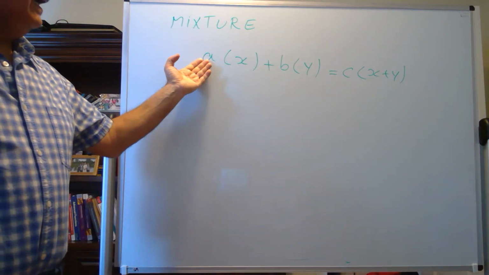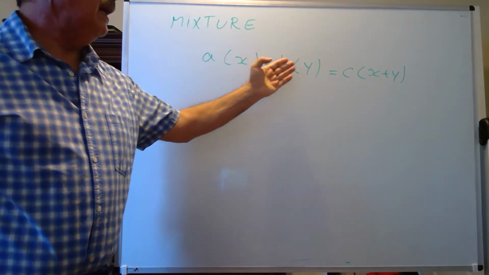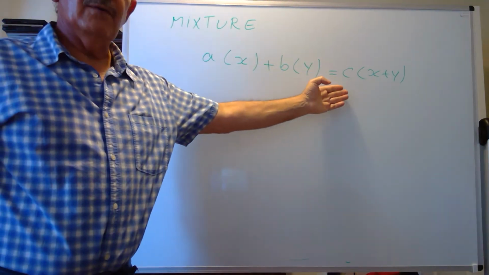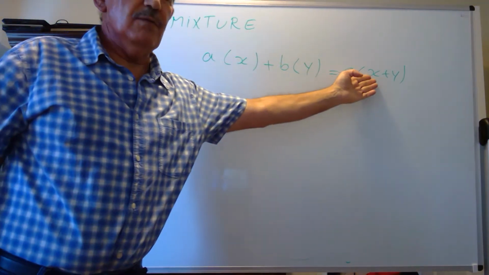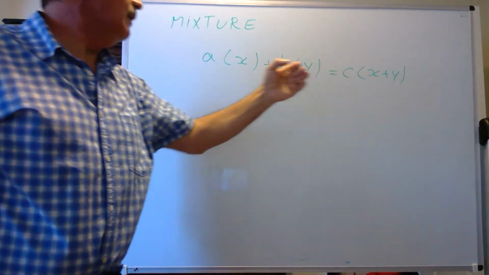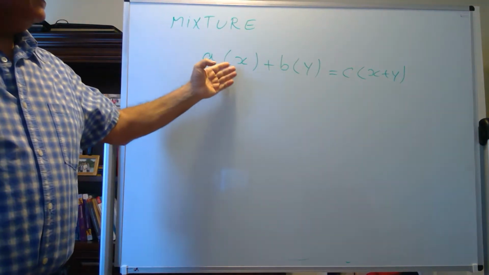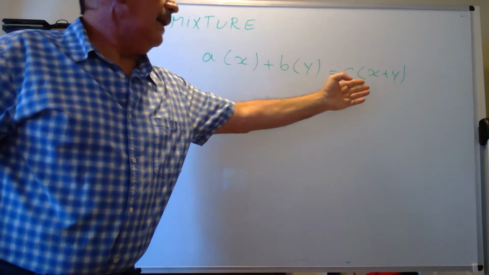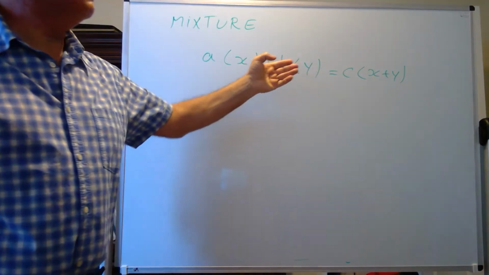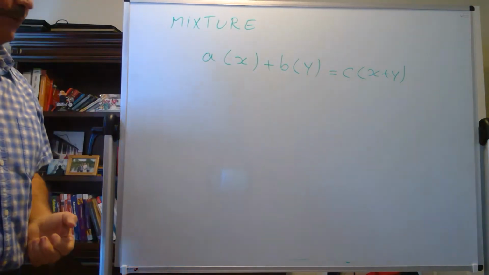Sometimes we know A and X, B and Y, and we are looking for C, because when we have X and Y, we can calculate X plus Y. Sometimes we have A and X and Y and C, and we are looking for Y. This type of thing. Okay.